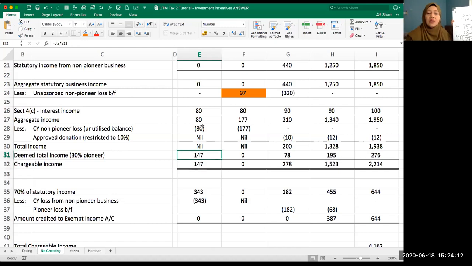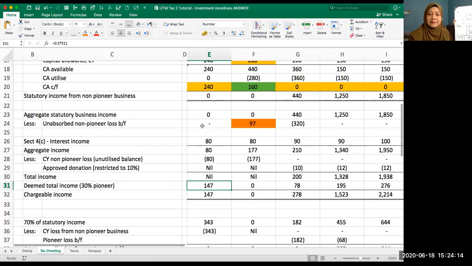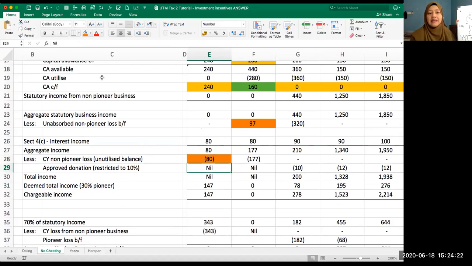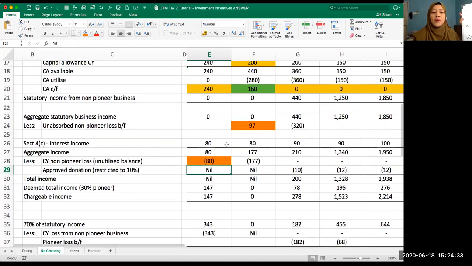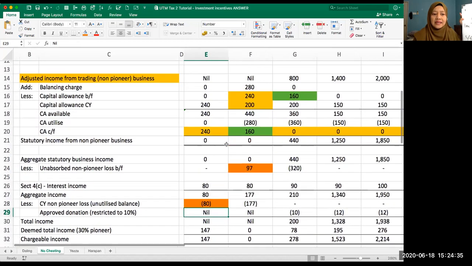Okay, anyone not clear in the first year? Normally students will make mistakes here, because they are not sure how much to utilize, and then they go and claim their approved donation. Even though it's already 0, you still claim approved donation, that is wrong. Even though you do have a donation of 10,000, you cannot claim. Okay, so can we go to the second year now?